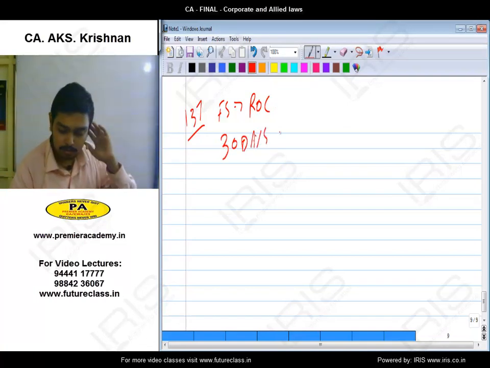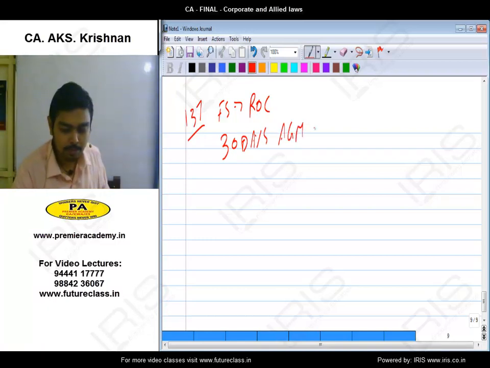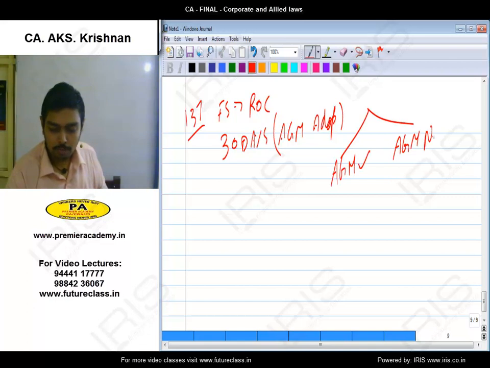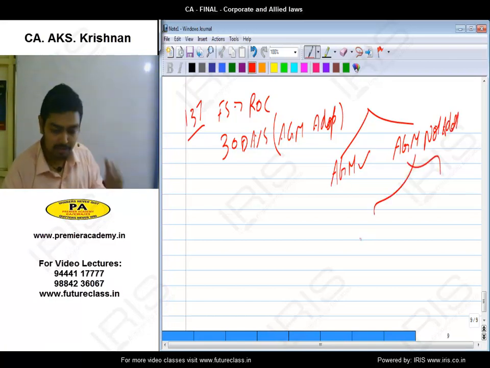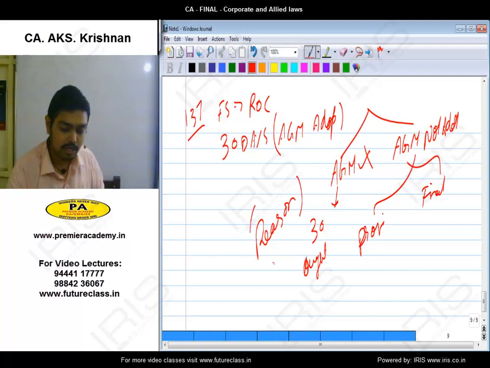30 days from... okay, AGM adoption. If AGM is not adopted, then there are two things: provisional first, then final. Then the AGM itself not held. What will happen? Within 30 days from the date of AGM, all you are doing it, correct? And along with the reasons, everything for which you have to give reasons.